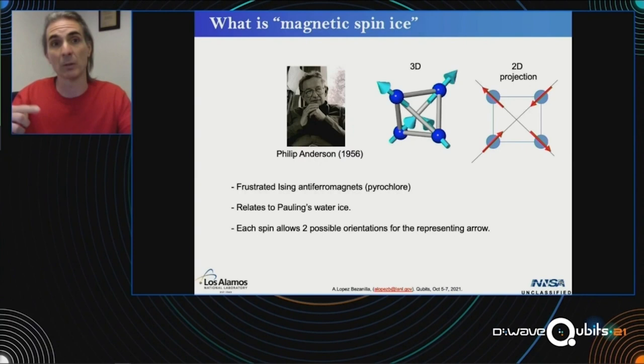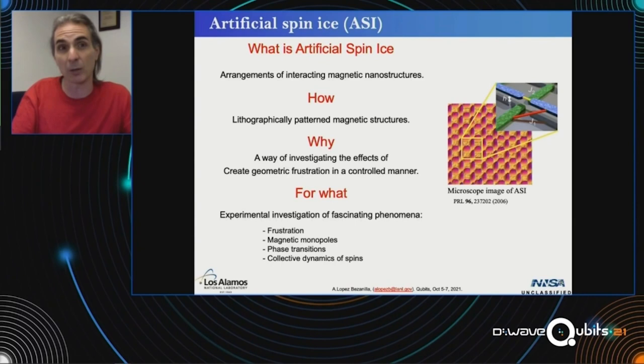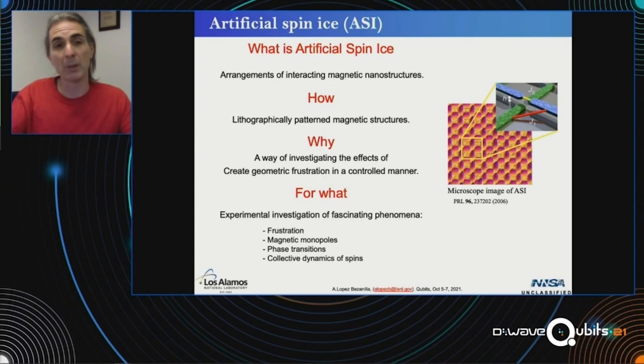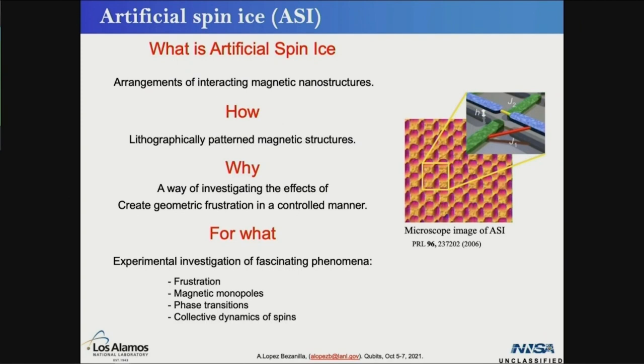This is the most stable configuration we can have regarding spins oriented with respect to each other. So fast forward, a physicist thought that a good way to test all these theories was by building lithographically patterned arrangements of nanomagnets. If we can take materials which are magnetic and we create these protrusions we see in the right image, we can have horizontal and vertical lines that can be shifted one with respect to the other and then create different couplings. This is artificial spin ice.